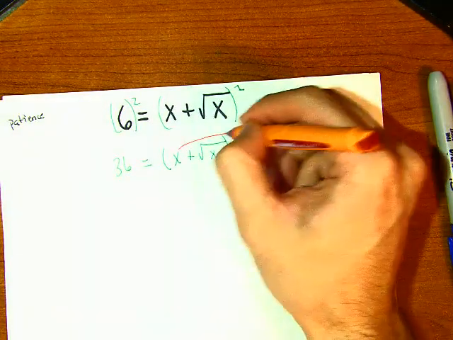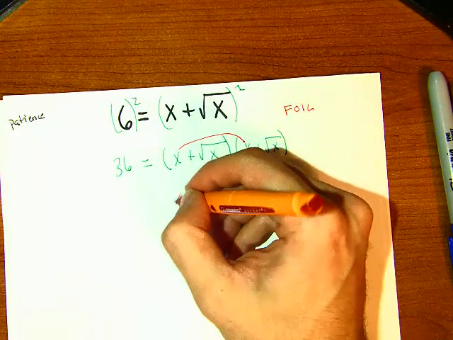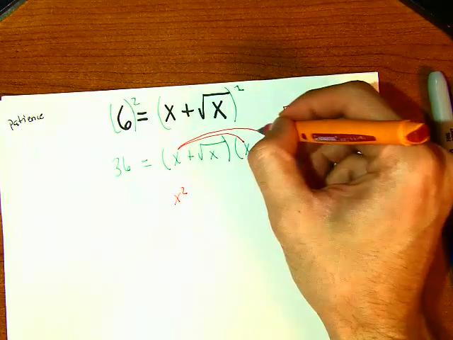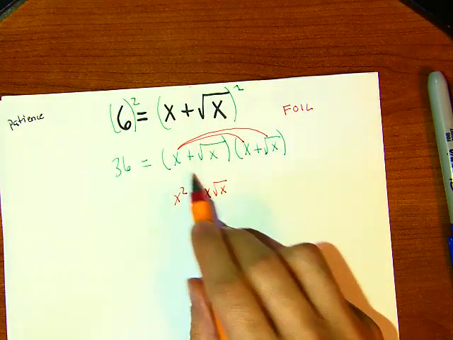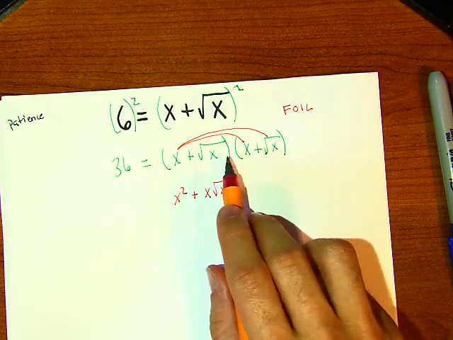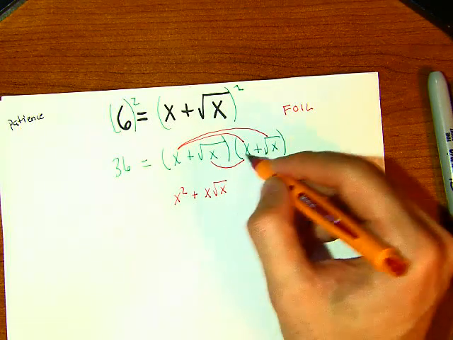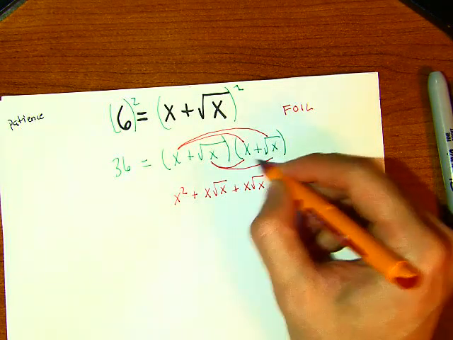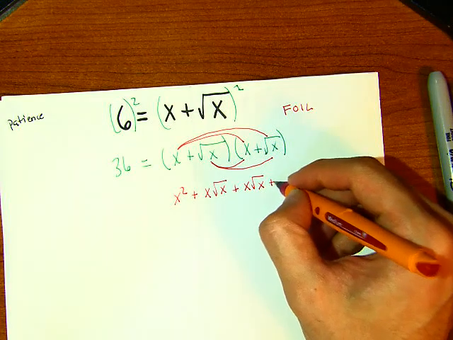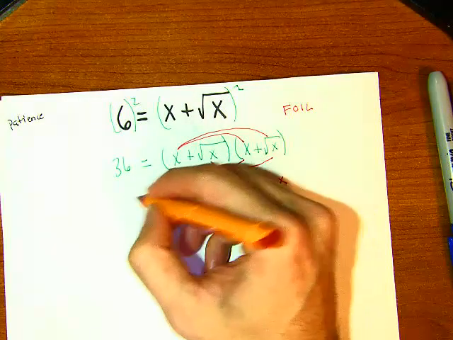You're going to have to do this times this, like x times x is x squared. X times square root of x is literally x square root of x. You're just multiplying this to this. And then what do you have to do here? Square root of x times x is the same thing as x square root of x. And this is square root of x times square root of x is just x. And this is equal to 36.